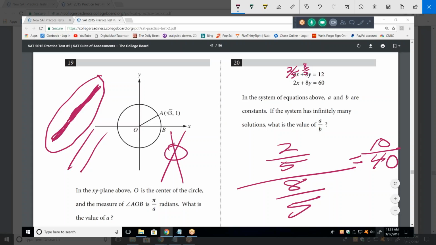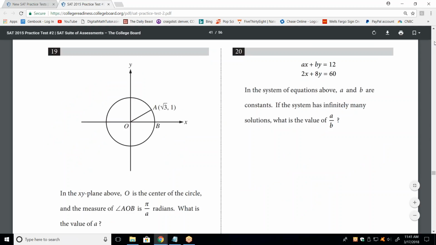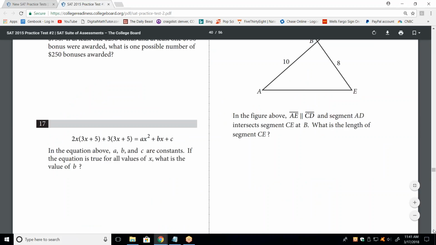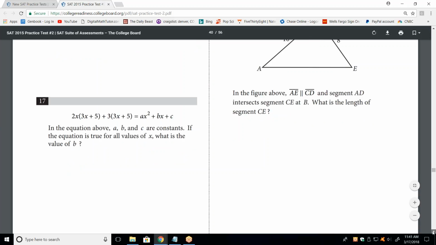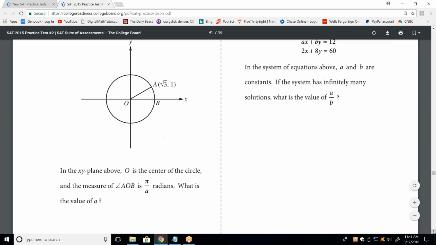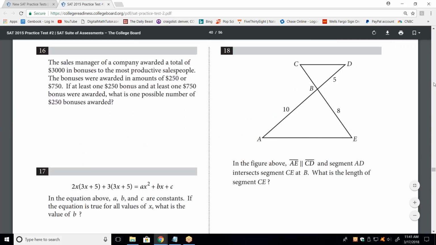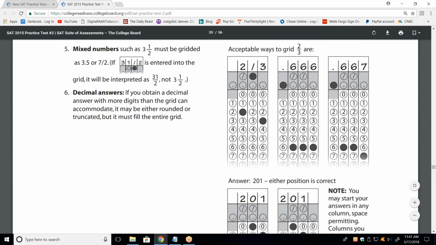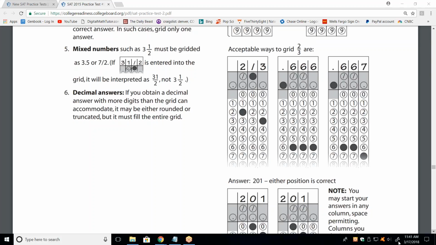However, you've got to have enough space to do it. And on these grid questions, you may not have enough space to put in 10 over 40. So what would you really put in? 1/4. Even though you don't need to spend time simplifying it, I believe there's only 4 spots on the grid. Let's go back and look. Yeah, each grid has only 4 spots, so you're not going to be able to put 10 over 40 in there. So I have to do 1/4 then.